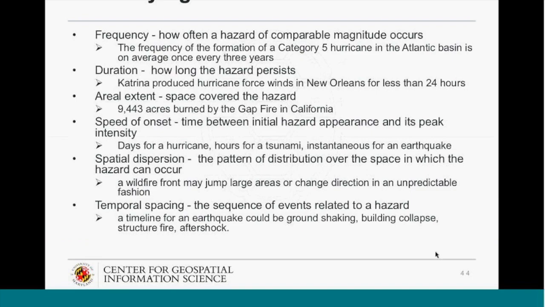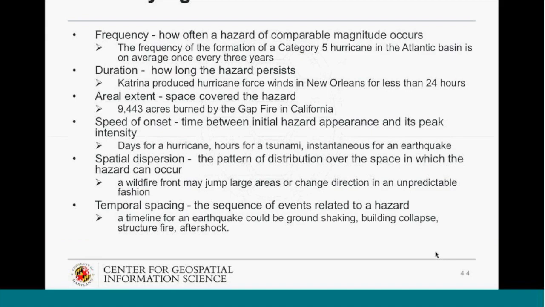Yeah. Areal extent, another important thing to consider. That's the space covered by the hazard. For example, there's the Gap Fire in California when I lived out that way, and it burned almost 10,000 acres. Pretty small compared to what those wildfires in Sonoma County and Mendocino County and Napa County are doing right now. You have your speed of onset to consider, so your time between the initial hazard appearance and its peak intensity.